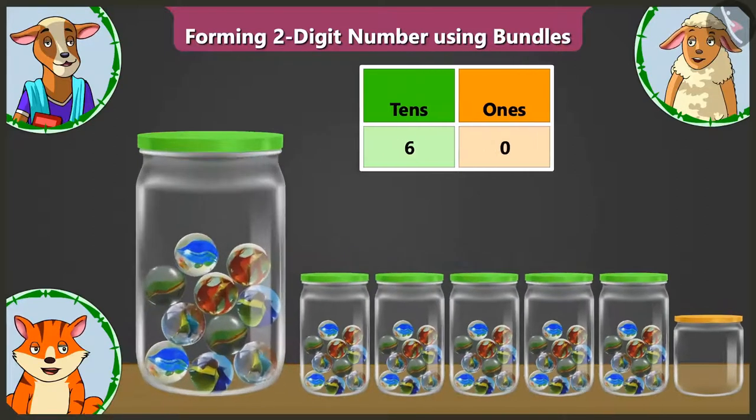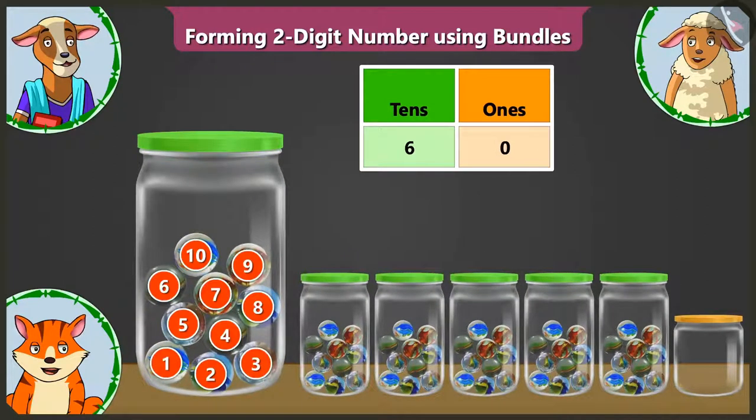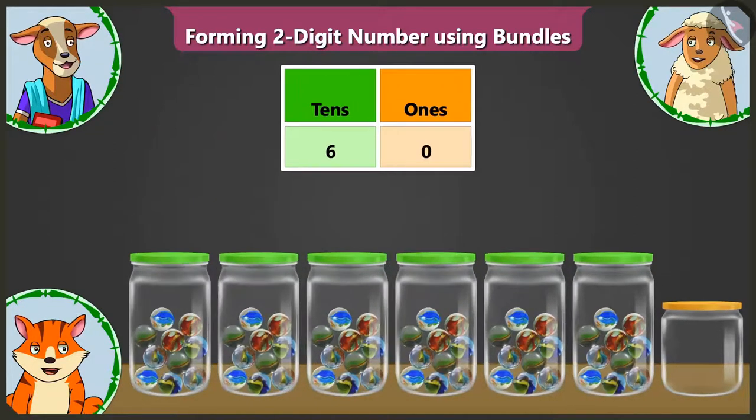Understood, children? A group of 10 objects is called one group of tens. Similarly, whatever is the number of groups you have, you have to write that number in the tens box. And when there is not even one object in the group, you have to write 0 in the ones box.